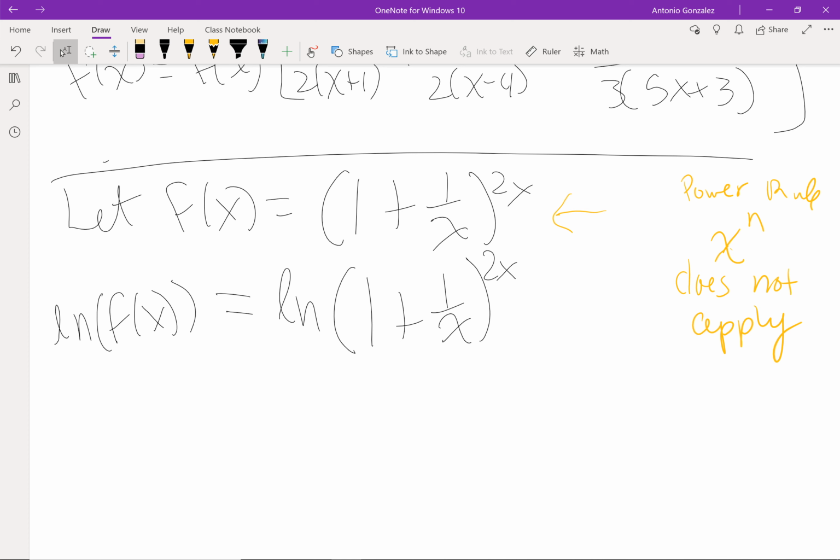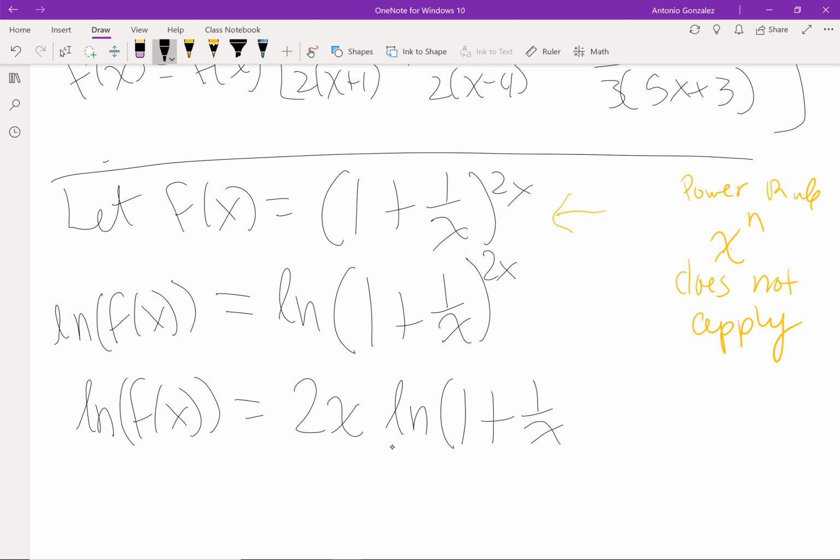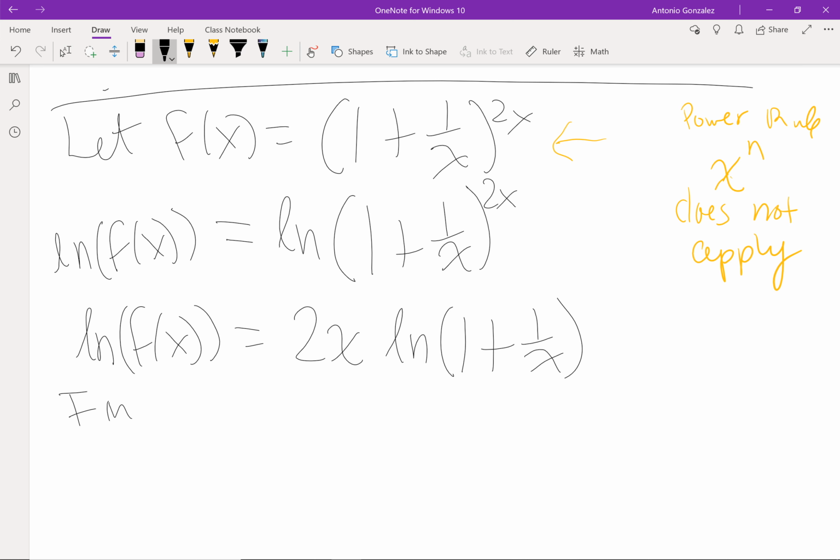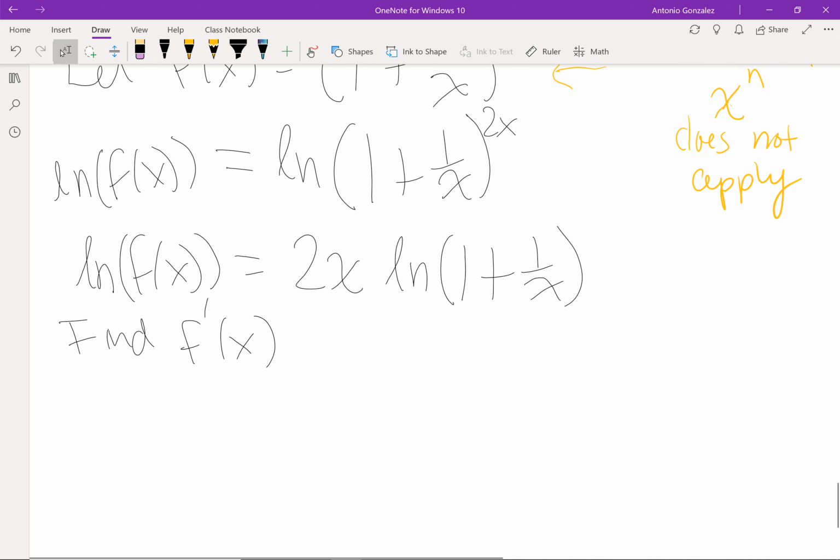And now, using properties of logarithms, I can bring that exponent as a coefficient. And now I can take the derivative of this. All right, so now I can find f prime of x. Okay, so taking the derivative again on the left side, using our implicit differentiation. On the right side, we're going to use the product rule.